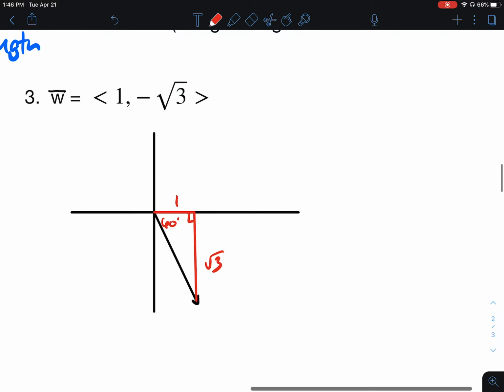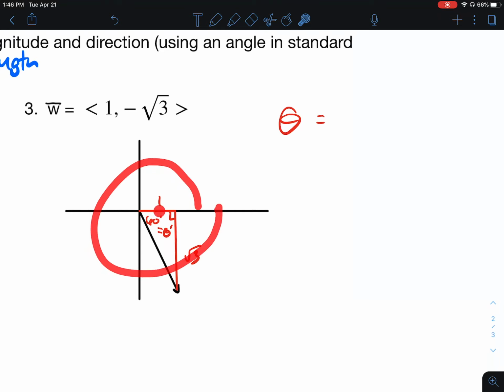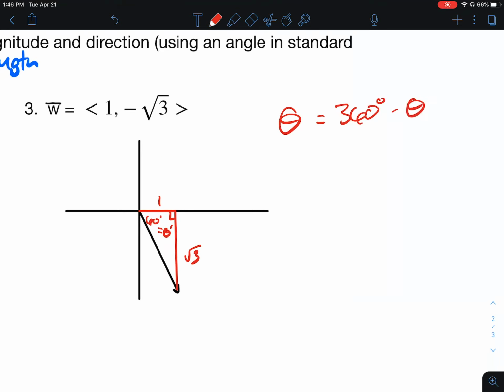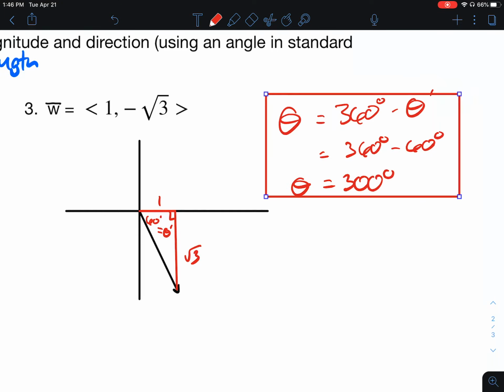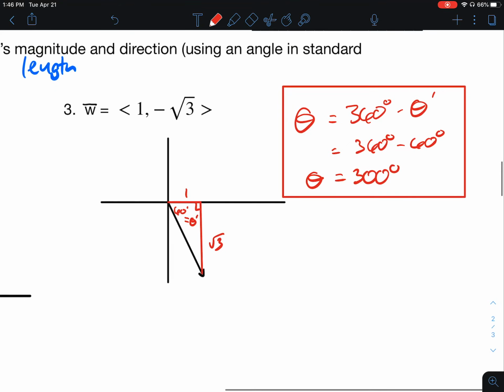Now once again, that 60 degrees is theta prime. We need to know what theta is. In this problem, theta is going to be 360 degrees minus theta prime. That's 360 minus 60. It's going to be 300 degrees. Once again, the work that you're seeing in this rectangle, you don't have to show that if you don't want, but if you need to show it, do so.